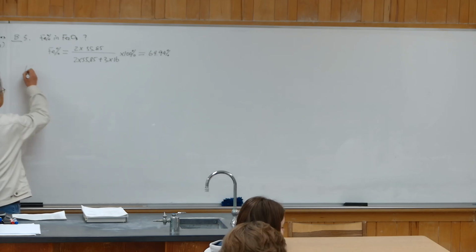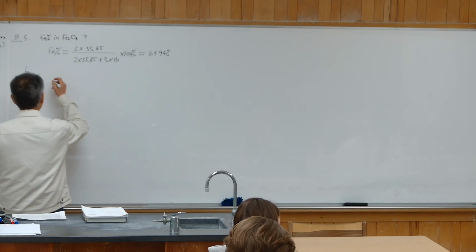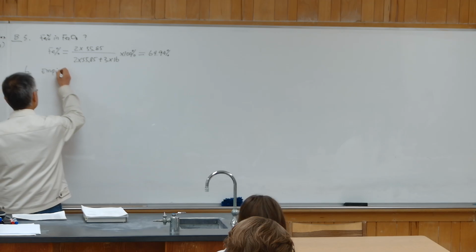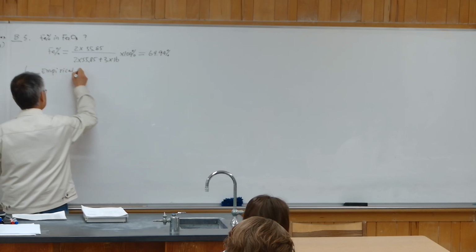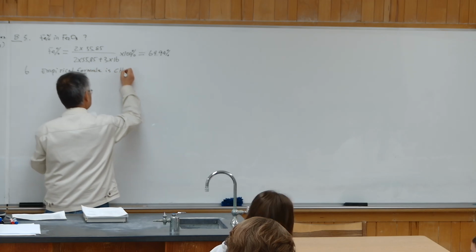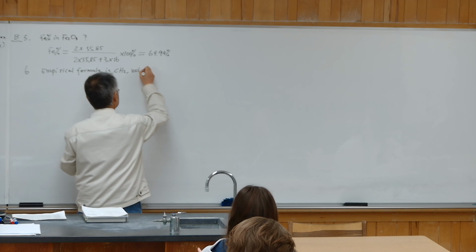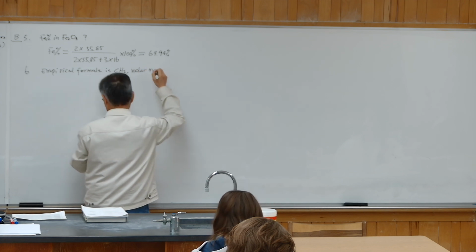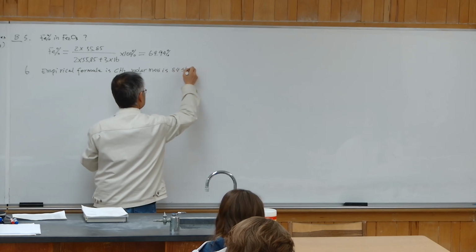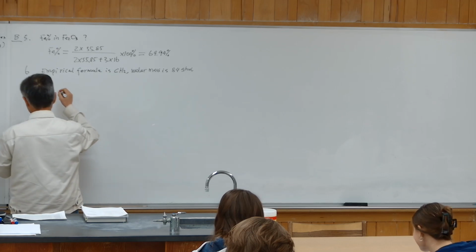Then question 6. The empirical formula of a compound is CH2, and the molar mass of this compound is 84. It asks what the molecular formula is.